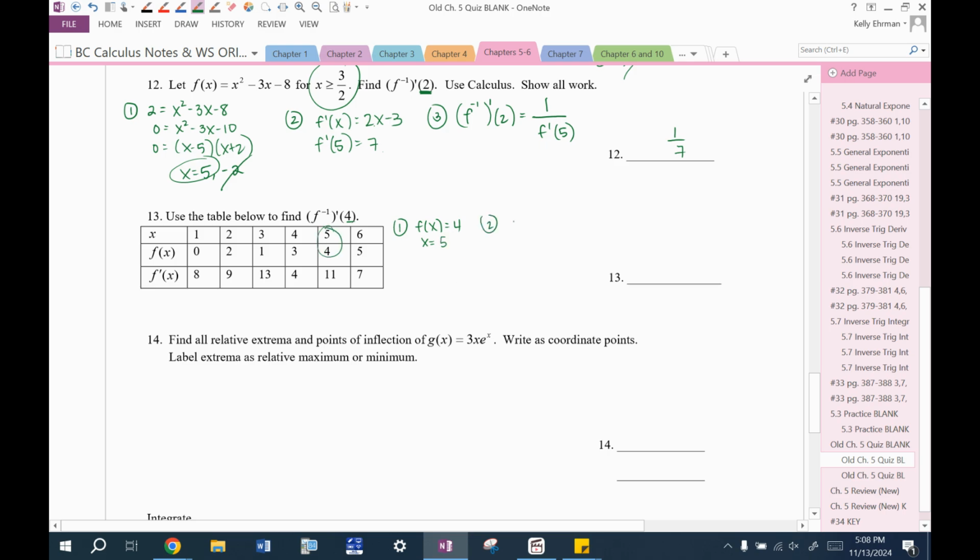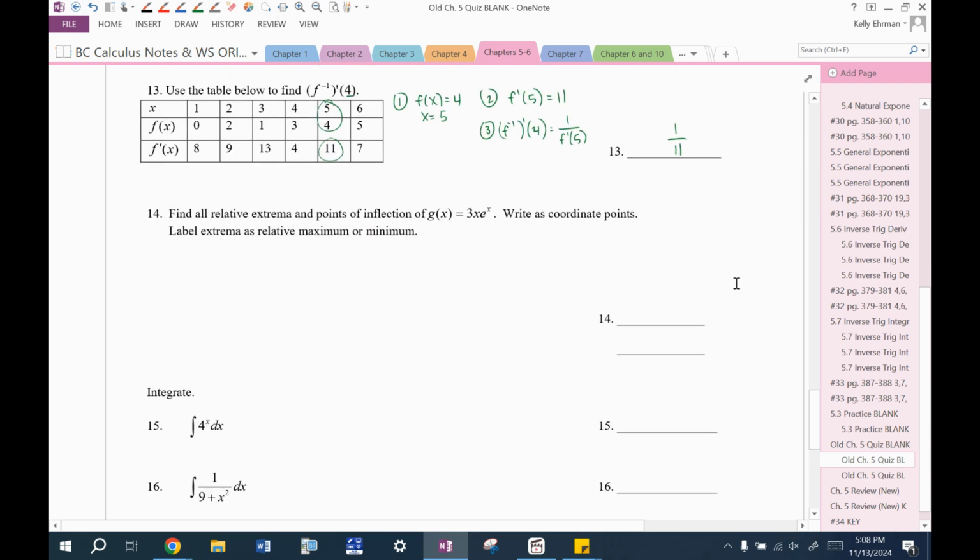And then step 2 is to find f prime of 5. F prime of 5 has an output of 11. And step 3 is to know the rule. F inverse prime at 4 is equal to 1 over f prime at 5. So 1 over 11.